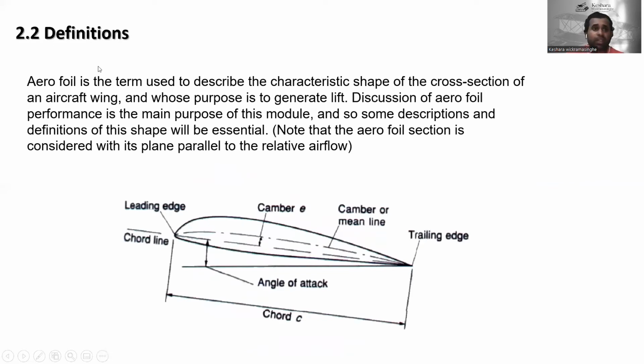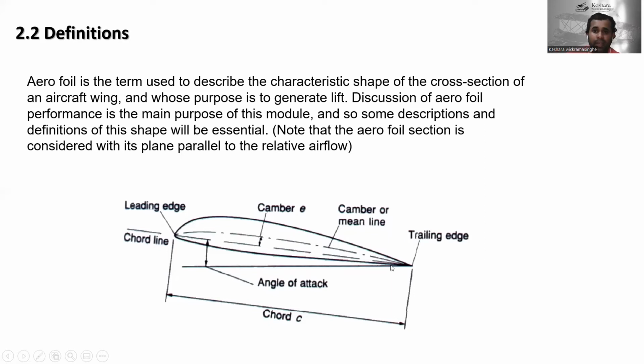Now the definitions. Number 2, aerofoil is the term used to describe the characteristic shape of the cross section of an aircraft wing. Okay, this is the aircraft wing and the cross section of the aircraft wing, whose purpose is to generate lift. Discussion of aerofoil performance is the main purpose of this module, and so some descriptions and definitions of this shape will be essential. Note that the aerofoil section is considered with a plane parallel to the relative airflow.